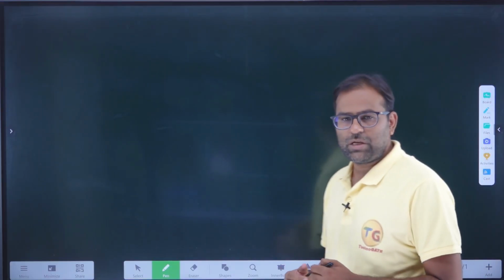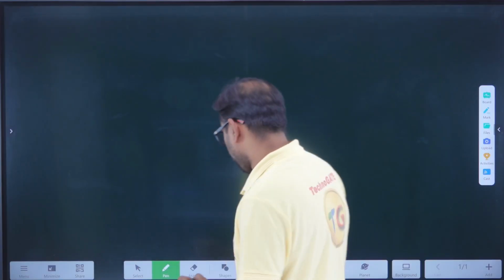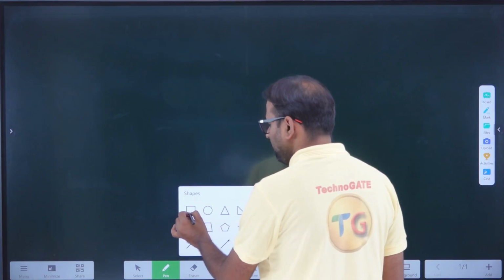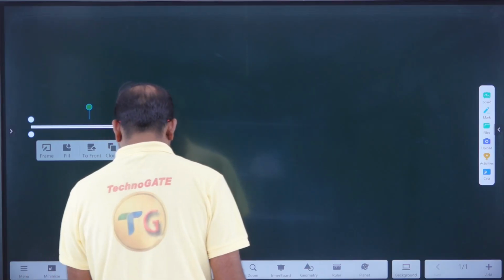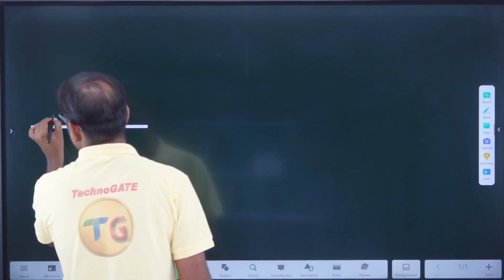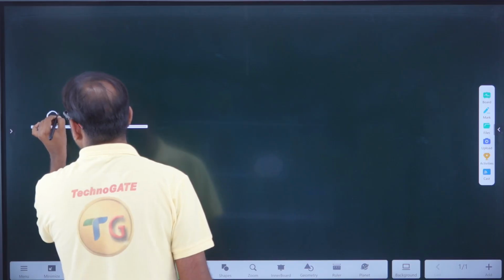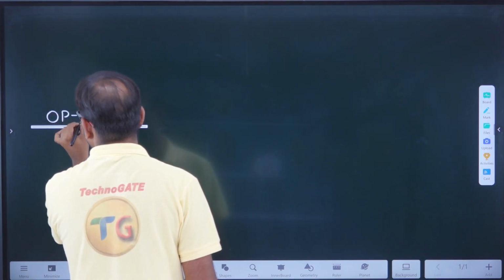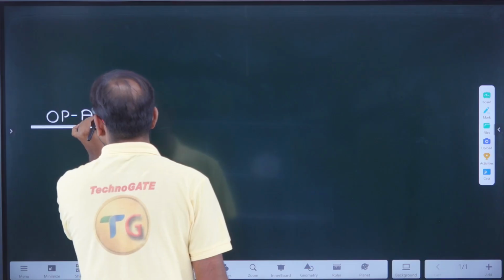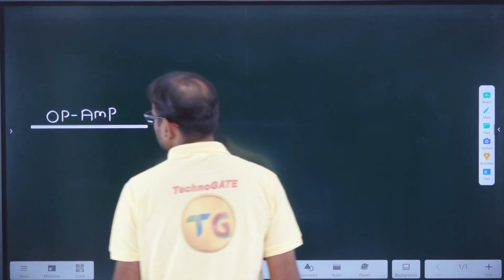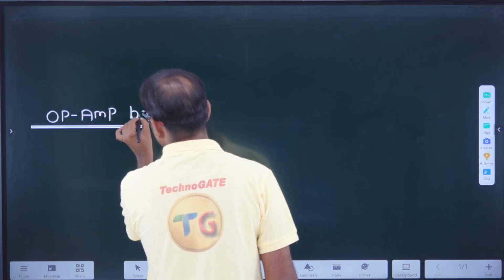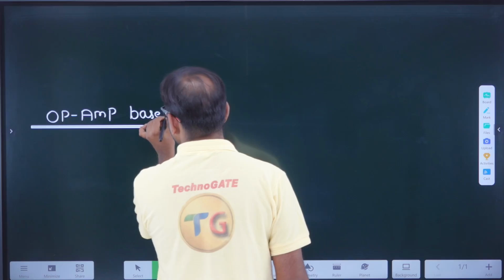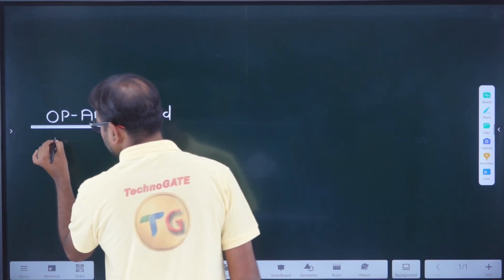We are on the fourth unit, and in this unit we are talking about the op-amp based multivibrator. In applications of op-amp, our fourth unit, topic number one is op-amp based multivibrator.